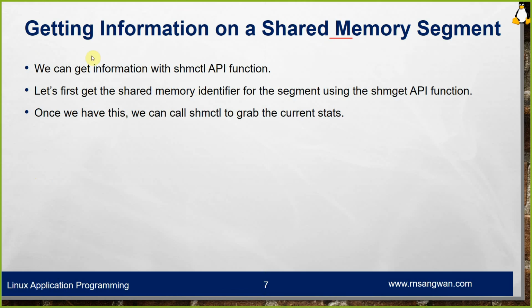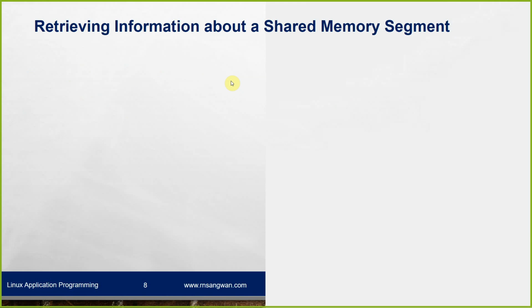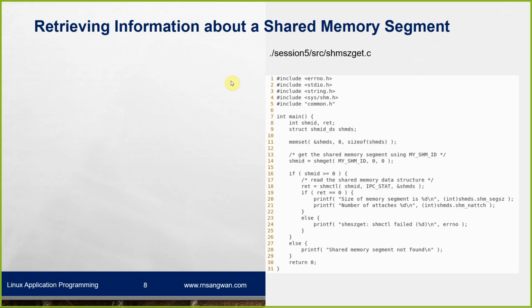To get information on shared memory, we can use the shmctl API function. Let's first get the shared memory identifier for the segment using the shmget API function. Once we have this, we can call shmctl to grab the current stats of the shared memory which was created. So shmget gets the size, retrieving information about the shared memory segment. This is what you are going to understand in this program.